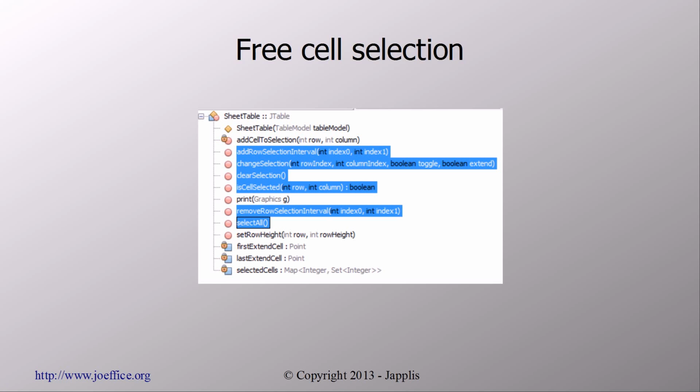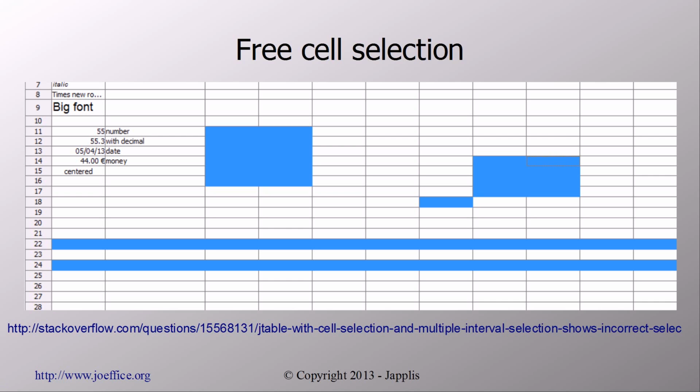Here are some methods in JTable that deal with selections, like select all or remove row selections. You need to override all these methods because you're now managing which cells are selected. And here is the result. Now I can freely select cells, as you can see. I can also select rows without disturbing all the other cells. For more details, just go to Stack Overflow, because I asked a question there, thinking maybe someone did the same thing. Apparently not. So I've also posted the answer on how to do it there.